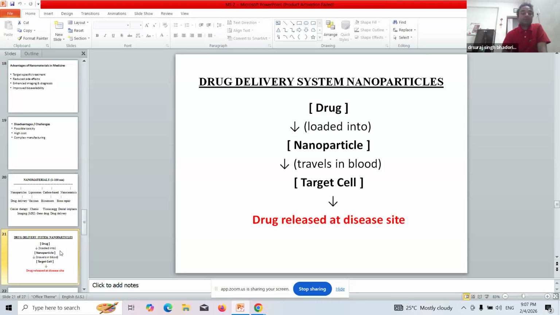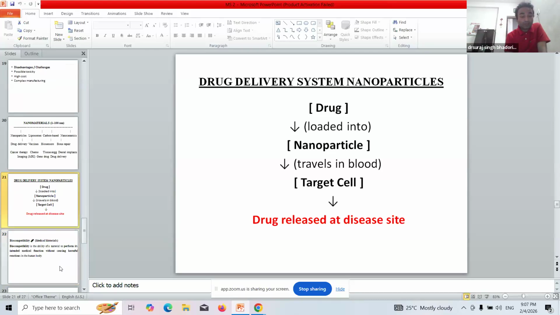Afterward, it releases the drug in a disease aspect, because ultimately we want the therapeutic part. We want that action towards the disease orientation. So this is about the drug delivery system with nanoparticles.